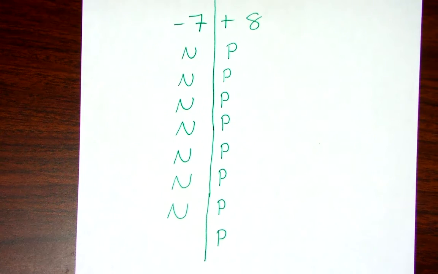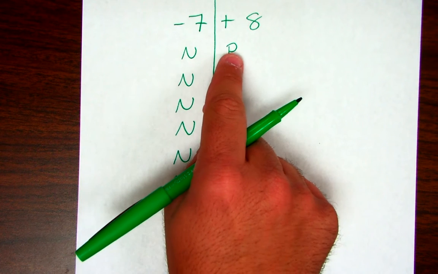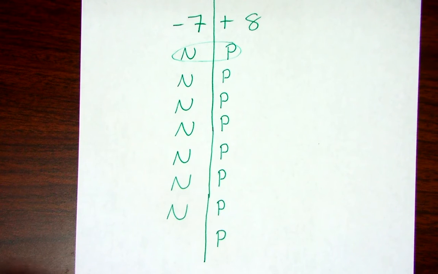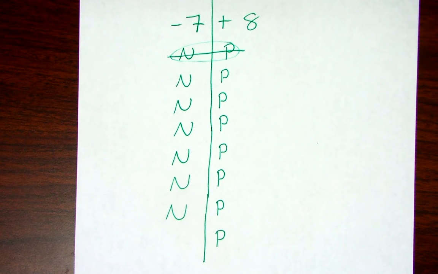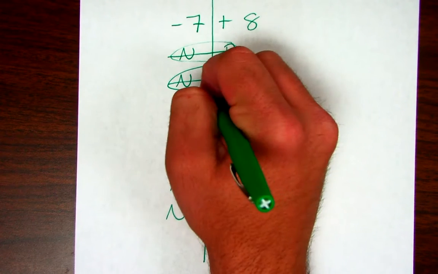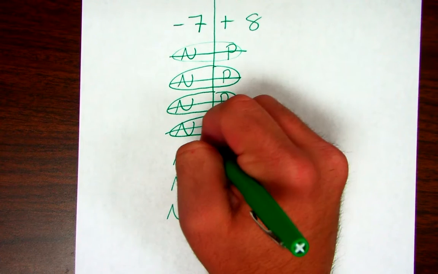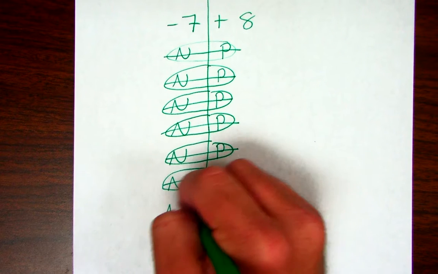Okay, our second step says to cancel out any zero pairs if possible. So a zero pair here would be a person with a negative attitude and a person with a positive attitude. These two would cancel each other out. So that's one zero pair, they're gone. Those two conflicting attitudes cancel out one another. Well, look, here's another zero pair. Here's another zero pair. Here's another zero pair. Here's another one.